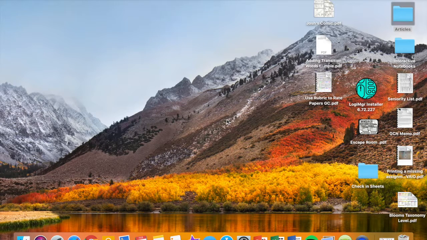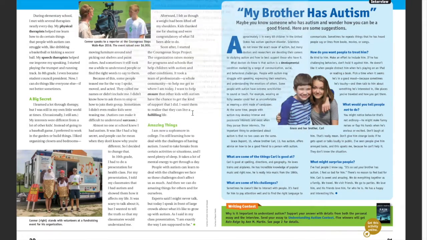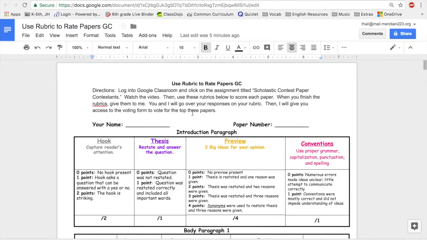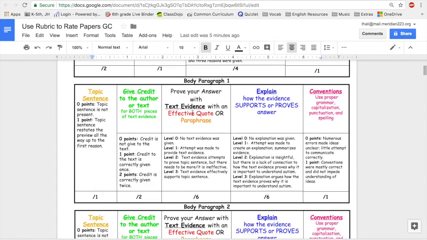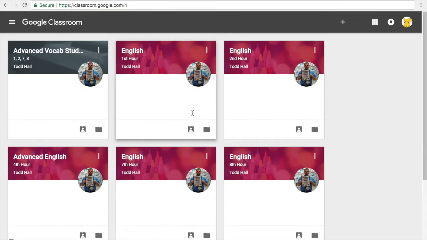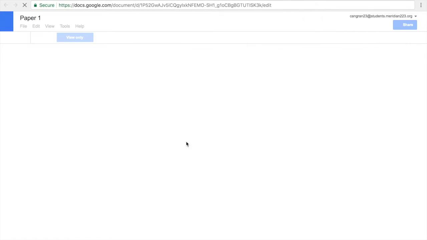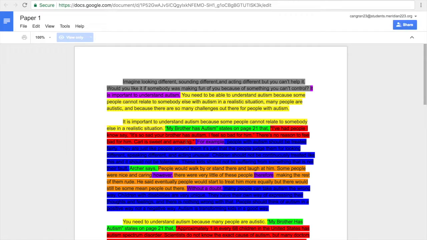Because I firmly believe that if you are able to use this rubric to score other papers, it's going to help you know what you need to do when you write papers to get a good score. So, first of all, if you have not read this article, it looks like this. You're going to read it. It's attached to Skyward. And then after that, you're going to open up your rubrics, which looks like this. And you're going to go through each paper, and your job is to score it based on the rubric.